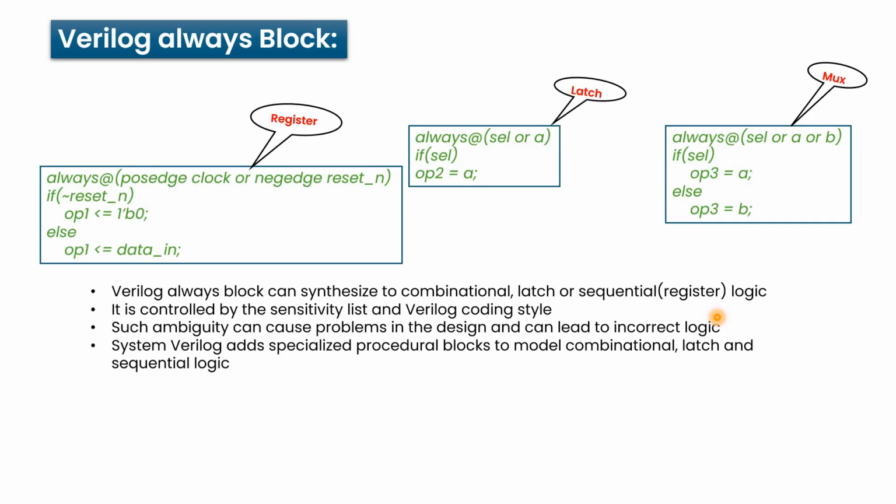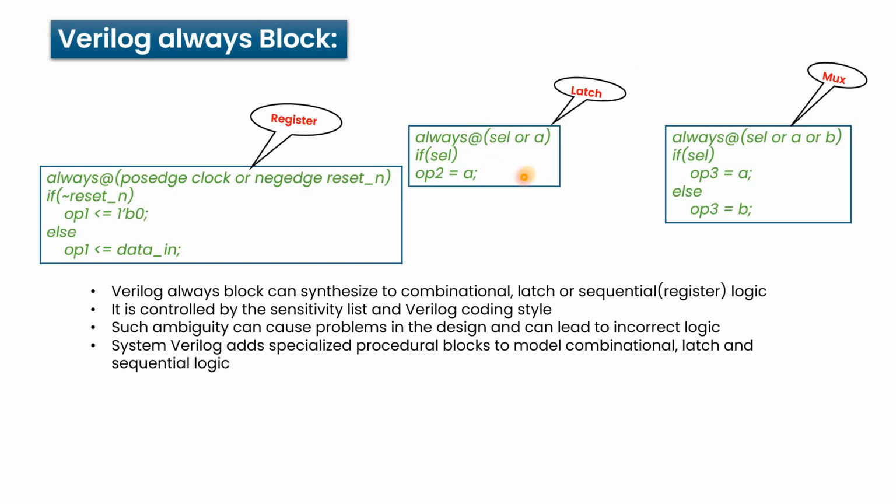Now, another important feature was related to the procedural blocks. If you see, Verilog has only one procedural block, called the always keyword, right? So if we have to implement a register, our coding style would be something like this: always at positive edge clock or negative edge reset, we implement the reset value, and then we assign the actual input value. So this is the code for a flip-flop.